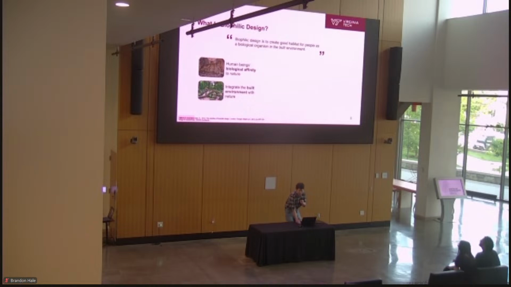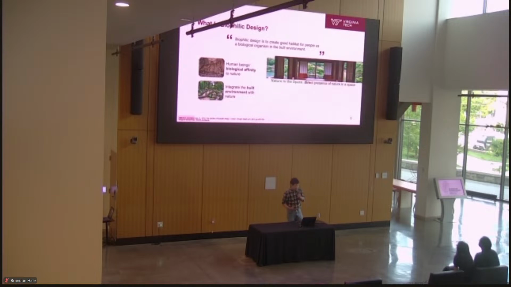There are many ways to integrate the built environment with nature. For example, nature in the space, which means the direct presence of nature in a space. For example, this traditional Japanese tea house, right? They give you a direct view of the nature within the indoor space. You can see the trees, the grass and waters outside.